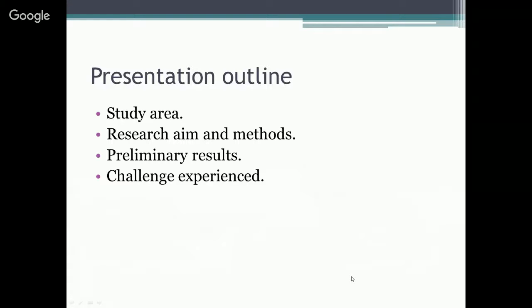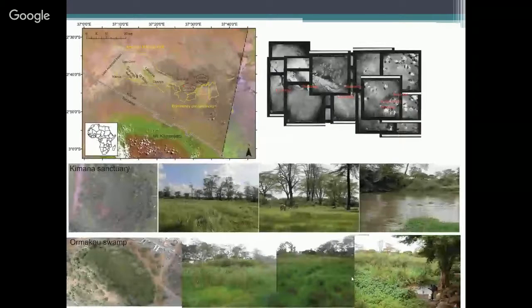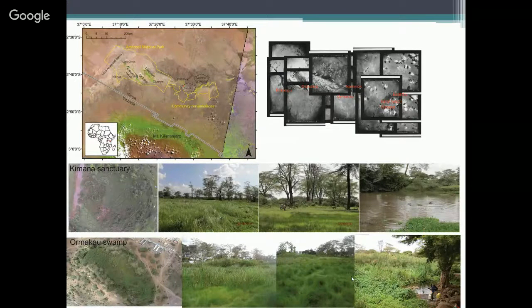For the first bit of the presentation, I'll introduce the study area, the research, my main research aim and the methods that I used, a small bit of my results and the challenges that I've experienced, which will then introduce Anna's bit of the work. So why Amboseli? The Amboseli ecosystem is a bushed grassland savanna.